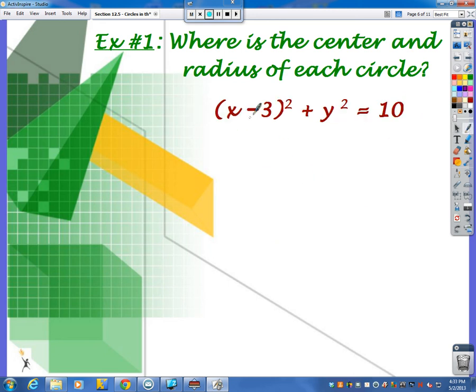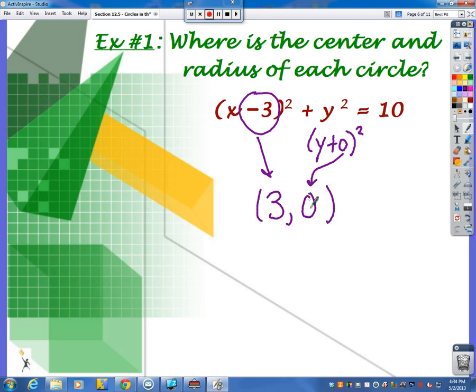Next up on the list. So we've got this number, so we're really going to write positive 3 for the x-coordinate of the center, but notice there's nothing written with this y. So what number are we going to put in its place? Well, we could technically write it like this, that it's y plus or even minus 0 squared. So in this case, if there's nothing there, that means you write the equivalent of nothing, which is 0. So there's the center of our circle.